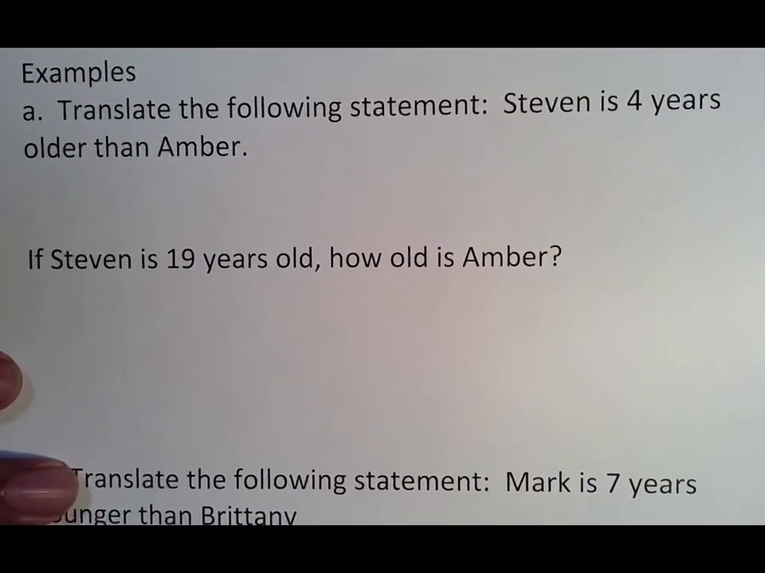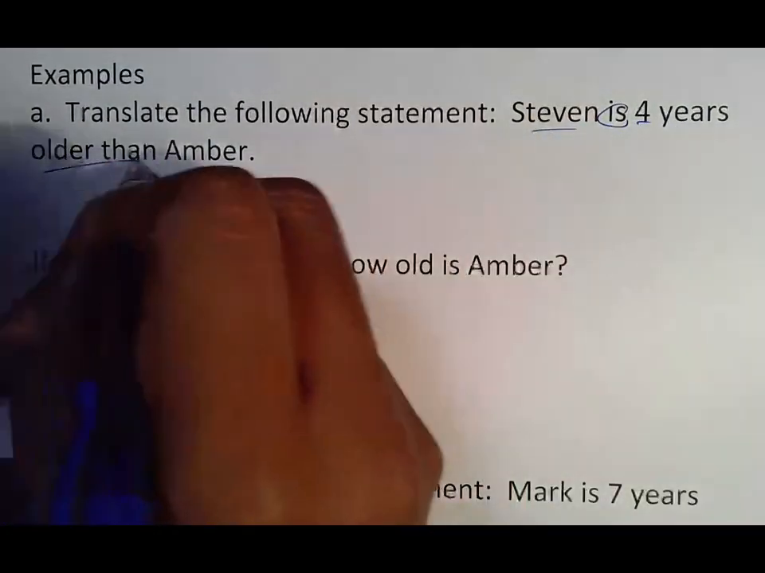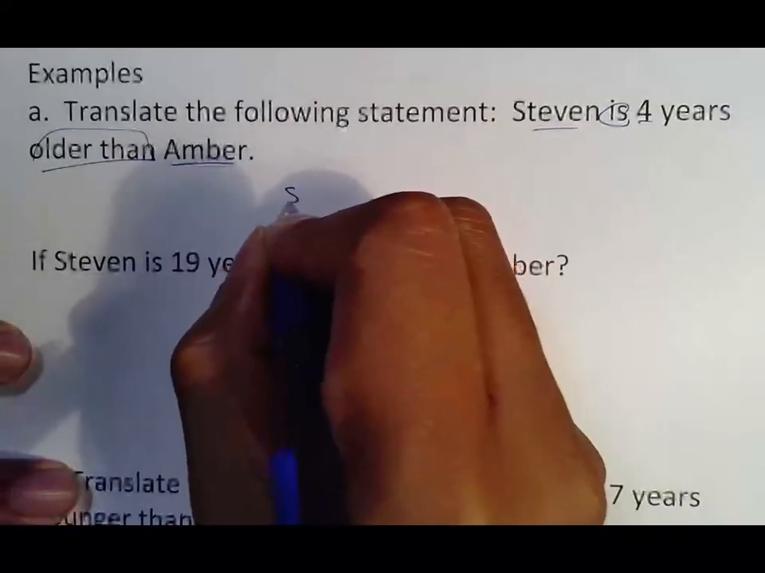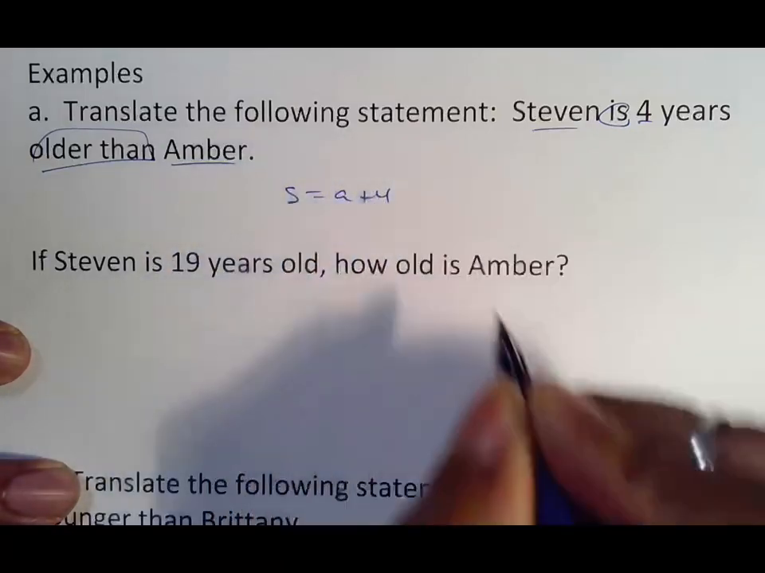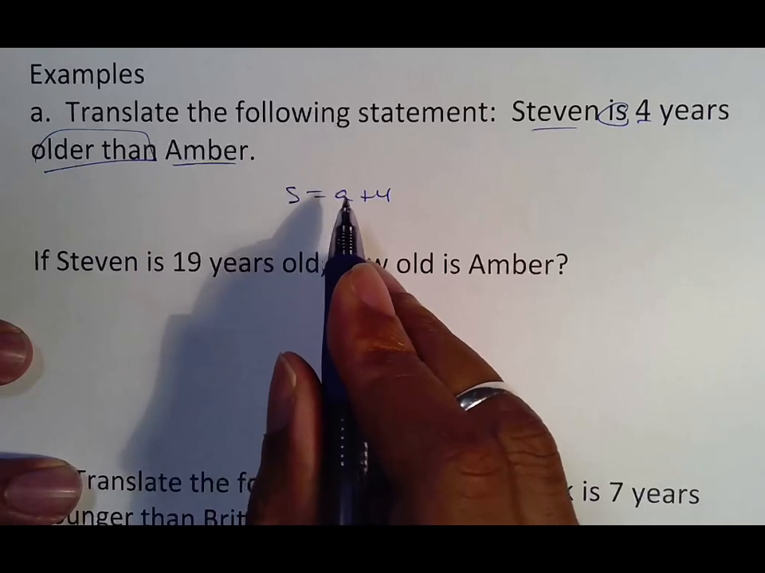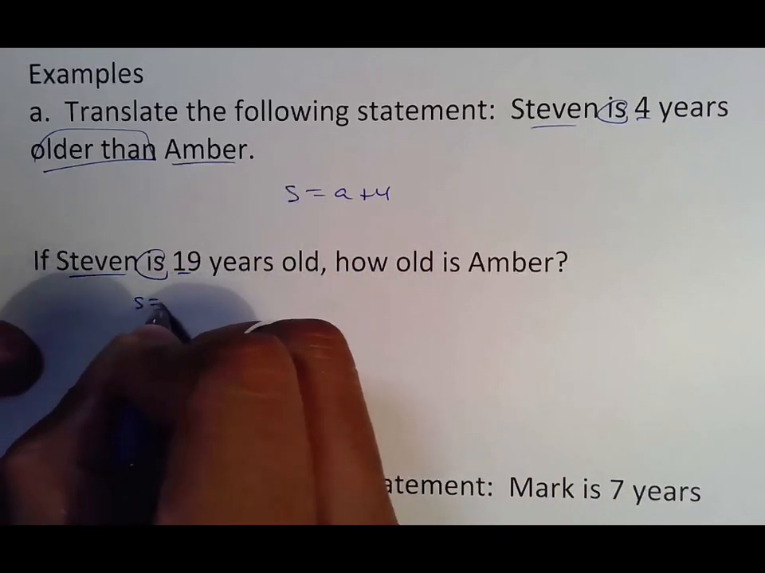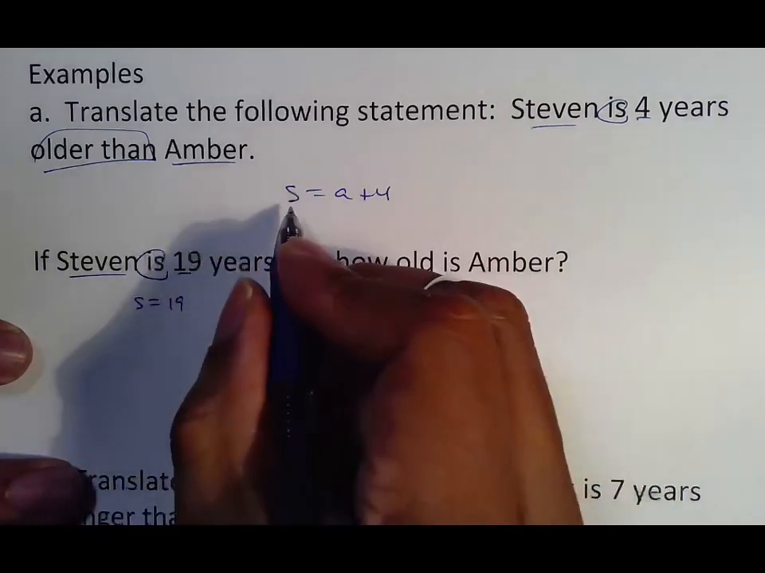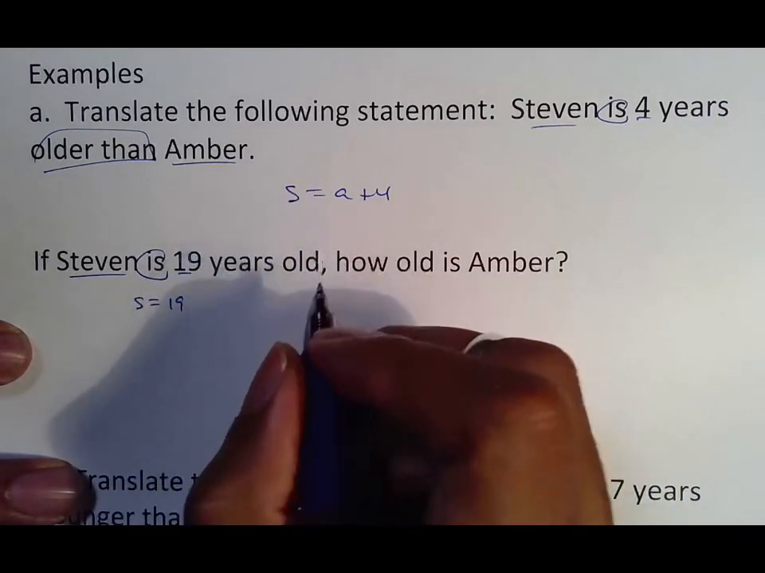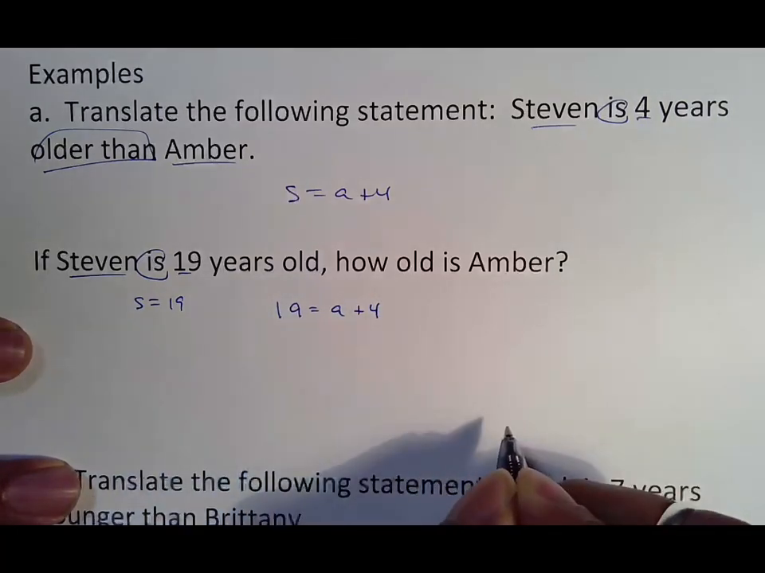So this is similar to yesterday except for the second part. Stephen is 4 years older than, which means add to Amber. So S equals A plus 4. But look carefully at what they give us this time. Yesterday they gave us Amber's age and we just added. This time it says Stephen is 19. So S is equal to 19. I'm not going to use parentheses when the variable is just by itself, but we end up with 19 equals A plus 4.